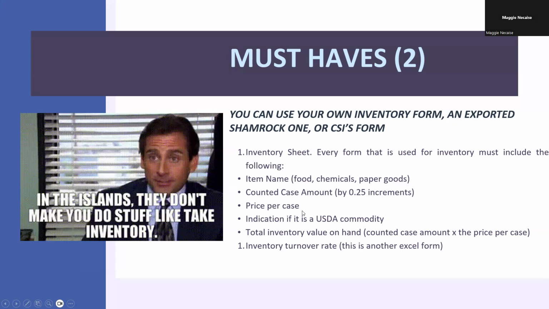You need to have the price per case on there. So that's where that Shamrock export might come in handy. If you don't do the Shamrock export, then you'll have to look this information up. Indication if it's a USDA commodity, so just checking or highlighting or some kind of indication that you're saying this product is a USDA commodity. And then total inventory value on hand. So that's just going to be taking your total number of cases times the price per case, and then adding up all of that. So that's just the total amount of inventory that you have on hand. And I can walk you guys through that a little bit more. Inventory turnover rate. So that's that Excel that I'll send you guys, and we'll walk through that.